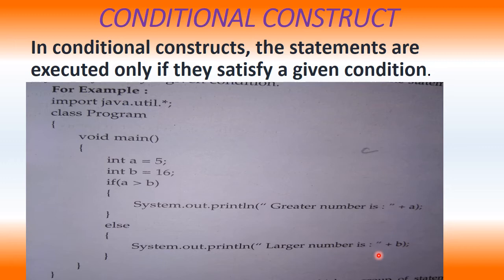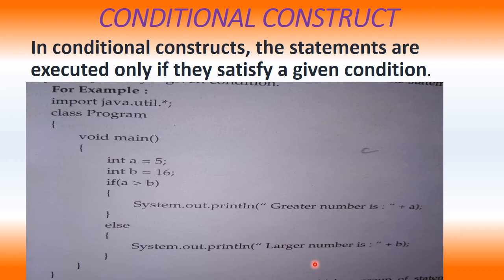System.out.println, a larger number is b. It means it will print larger number is 16. Okay, so if the condition is true, then only it will execute the related statements. If the condition is false, then it will execute another part of the statements, which we declared for the false part.